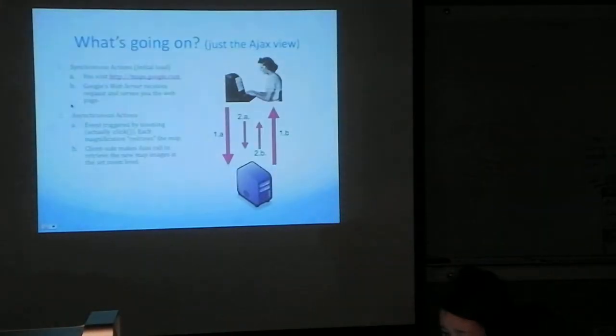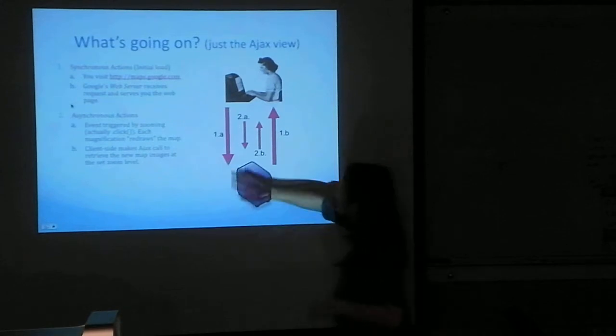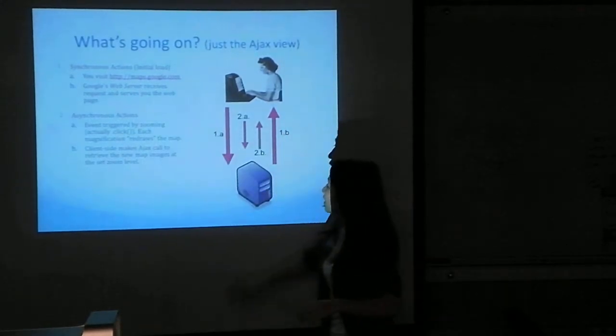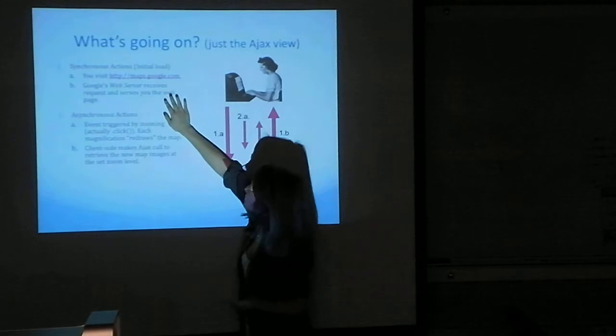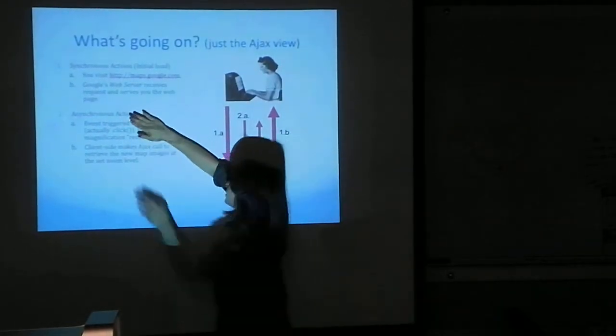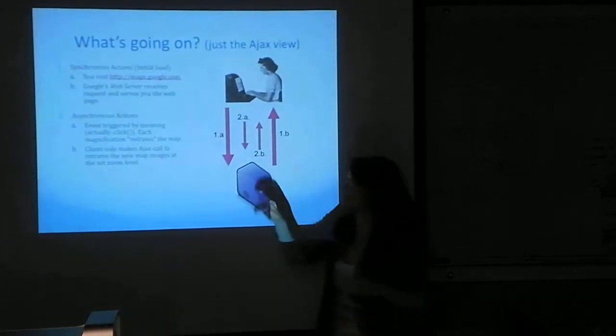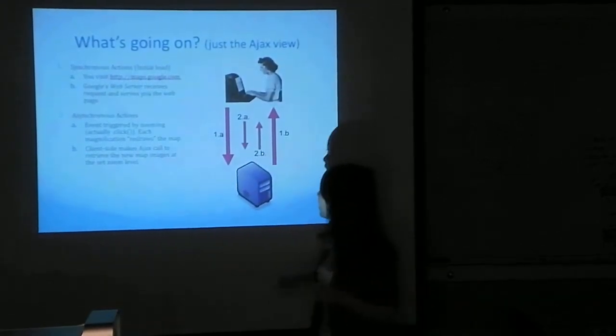So what's going on, just for the Ajax use? You visit maps.google.com. Their web server receives the request and serves you with the web page, right? This is everything that we've been doing so far. So this is normal, right? Everyone got that? You remember the client-server interaction?